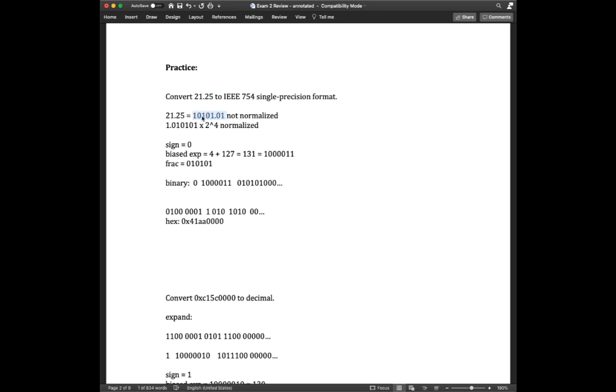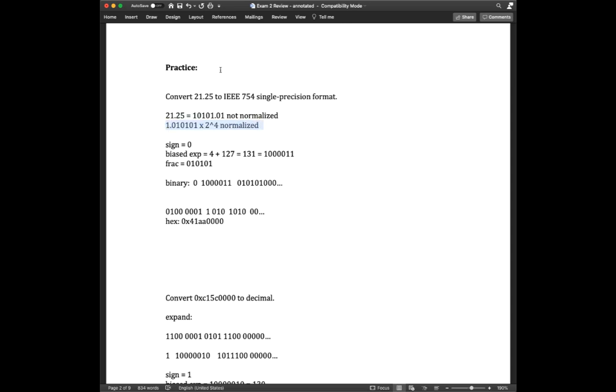Once we put together the whole number part and the fractional part, 21.25 is this number in binary. That's not normalized. We have to normalize it before it can be stored in the IEEE single precision format. So that means we need to move this point 1, 2, 3, 4 places. So that gives us 1.010101 times 2 to the 4.